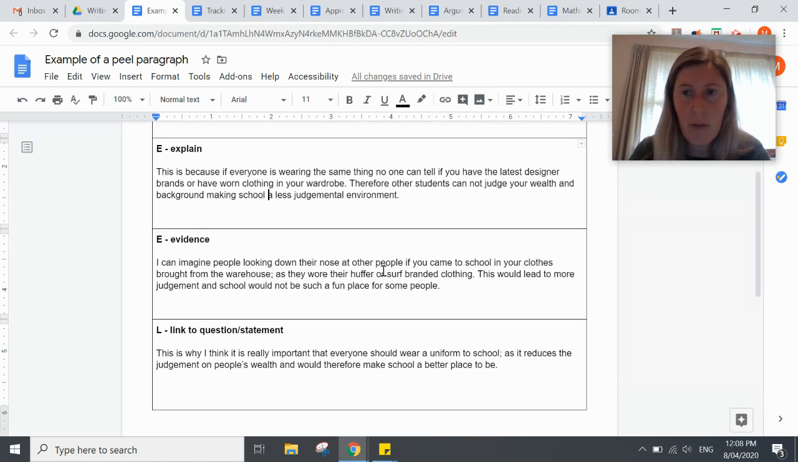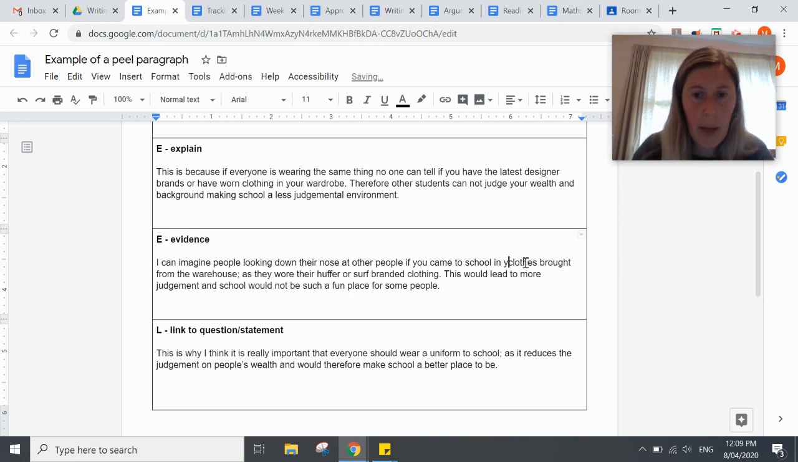And then for evidence, so for this part, it might be some research, it might be a quote from someone, or it might be just more of an explanation to explain your main point. So I've just done more of an explanation in this case. So I can imagine people looking down their nose at other people if they came to school in clothes bought from the Warehouse as they wore their Huffer or Surf branded clothing. This would lead to more judgment and school would not be such a fun place for some people. Again, a couple of sentences just to explain it more.